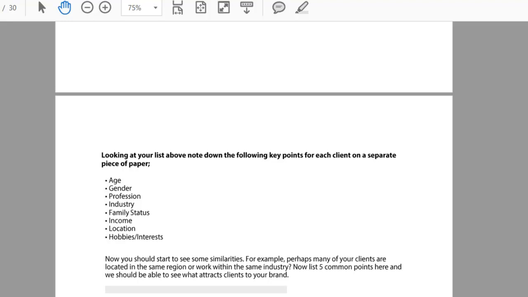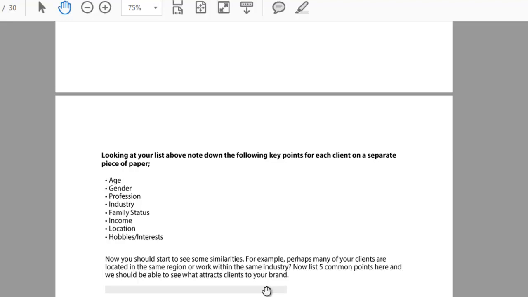Now, once again, if you don't have a lot of clients, then think about who your ideal client is, where they are sitting in relation to this, and then just write down the 5 most common points here that you will see attract a client to your brand.